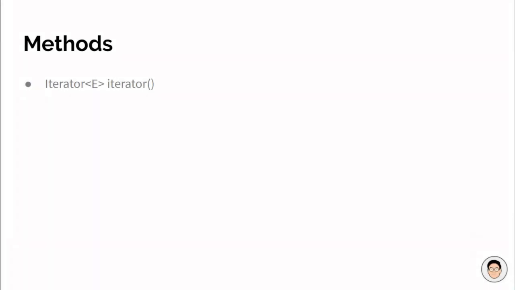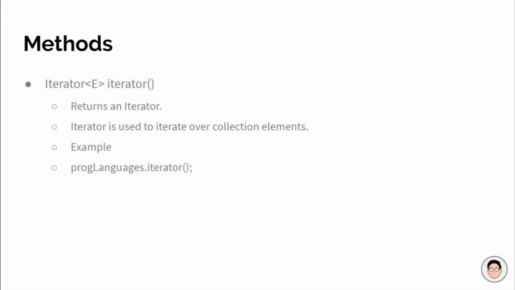Last method, Iterator of type E, iterator, returns an iterator. An iterator is used to iterate over collection elements. For example, programmingLanguages.iterator(). We will dedicate a separate video for the iterator itself, and in the next video we will see how to iterate an ArrayList using an iterator.